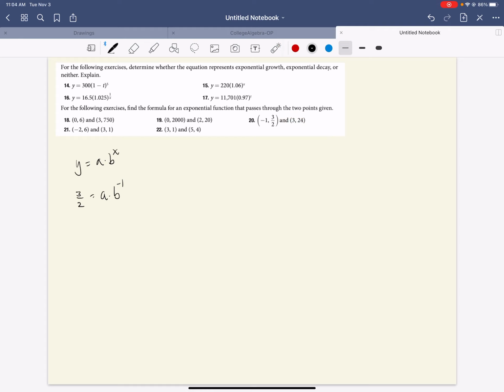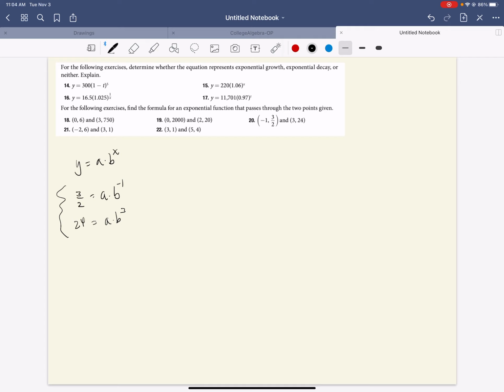So that one says y is 24. Okay, so 24 should be a times b to the x, and in this point x is 3. So I'm going to have ab cubed. Now I have a system, and I have two equations with two unknowns, and so this I have a better chance at solving.